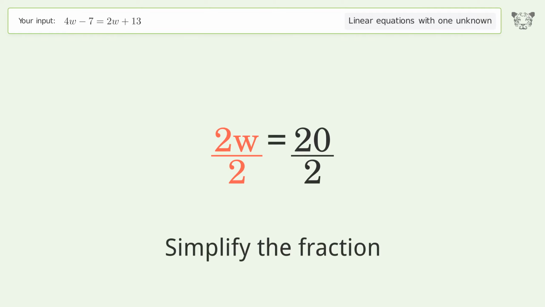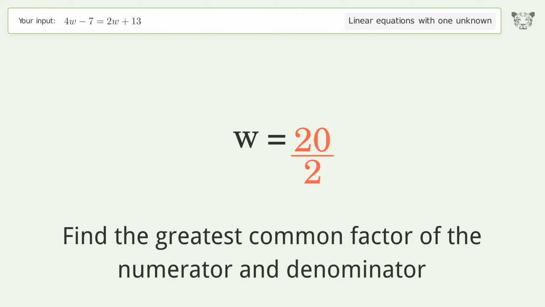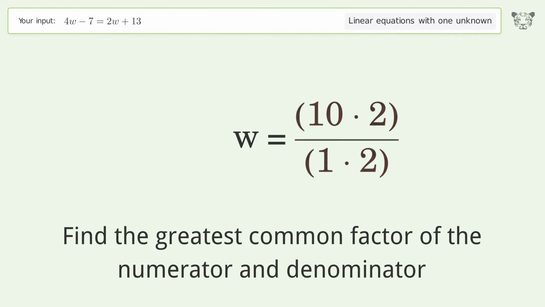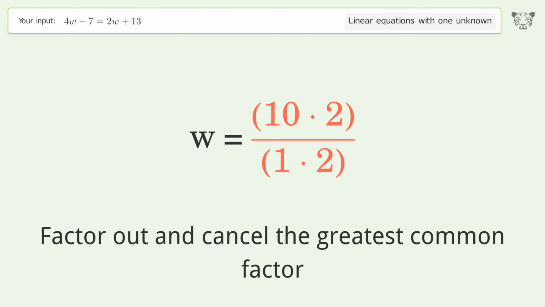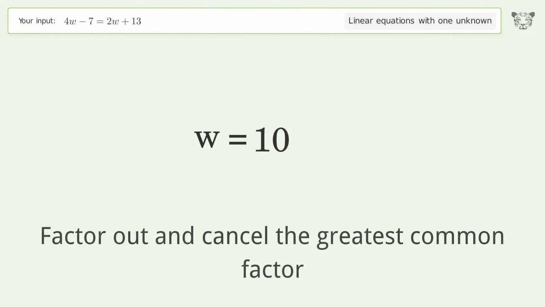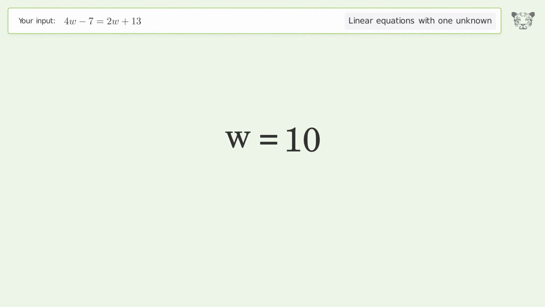Simplify the fraction. Find the greatest common factor of the numerator and denominator. Factor out and cancel the greatest common factor. And so the final result is w equals 10.